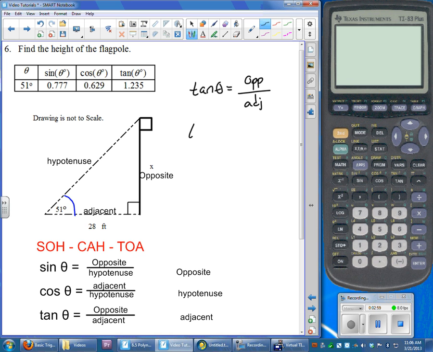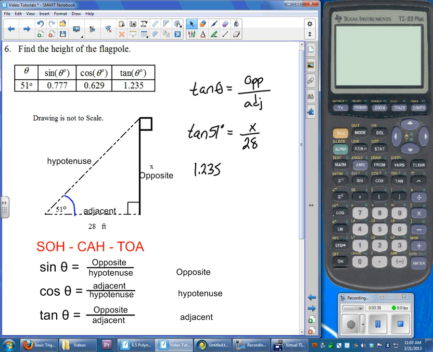Tangent of theta becomes tangent of 51 degrees, and that's equal to opposite, which is X, divided by adjacent, 28 feet. We'll include the units in our answer, but we won't work with them as we go. Now, tangent of 51 degrees, don't let that scare you. That's just a decimal. That's a number. We can evaluate that, and in this problem they actually give us a table. They calculated the sine of 51, the cosine of 51, and the tangent of 51 degrees. So we can replace tangent of 51 with its approximate value of 1.235.